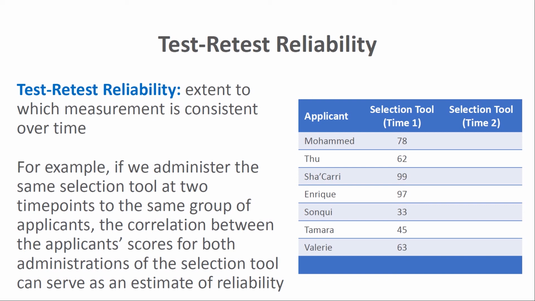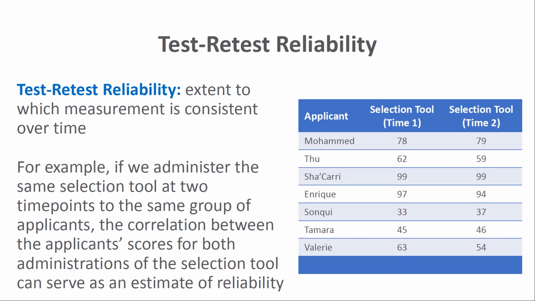Now let's see how they did at time 2. So this was 3 weeks later in this hypothetical example. So again, this is the same selection tool just administered at a second time point, hence the name test-retest reliability. And so as you can see here, Mohammed scored a score of 79 on the second administration, or at time 2, which is fairly close to the score Mohammed received at time 1 of 78. And you can see the rest of the applicants' scores here below in the time 2 column.